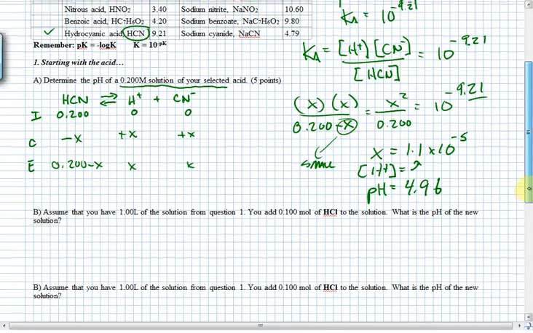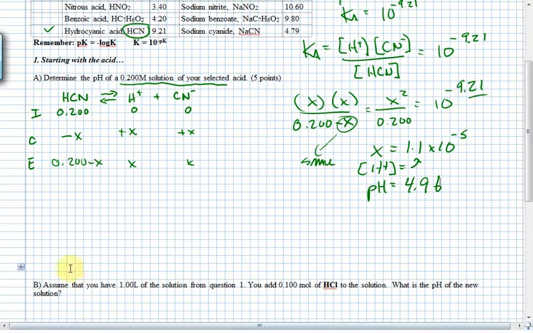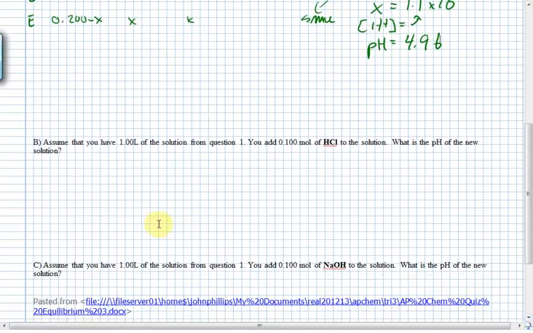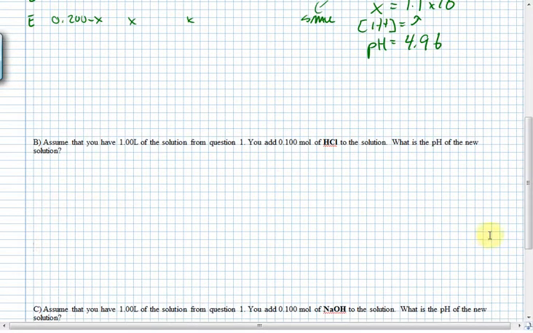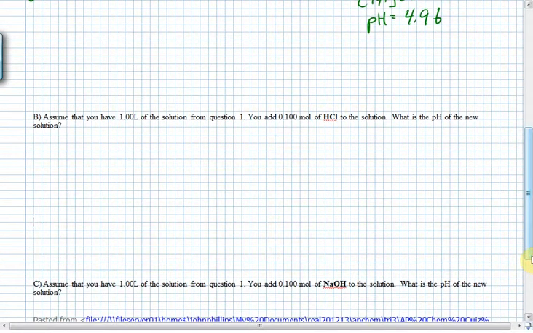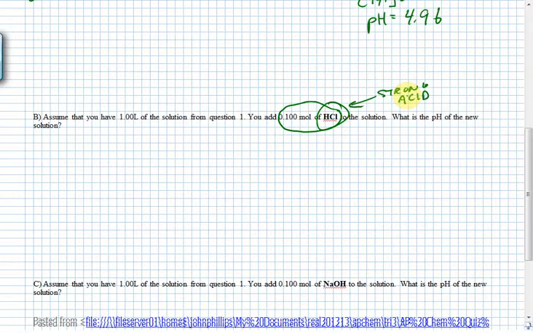Okay, part B. We're now going to add, I'm going to get myself a little bit more room here. We're going to take that solution from part A, that acidic solution, pH of 4.96, and we're going to add to it 1/10 of a mole of HCl. Okay, first thing you should notice, I hope, HCl, strong acid. Again, the first decision you have to make whenever you see an acid, is it one of your strong acids or is it a weak acid?